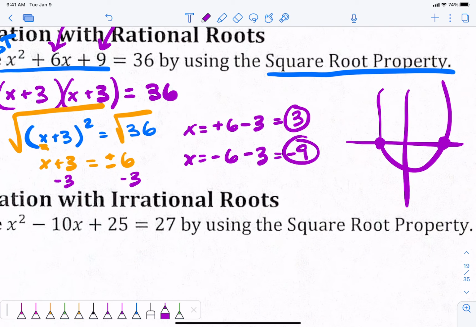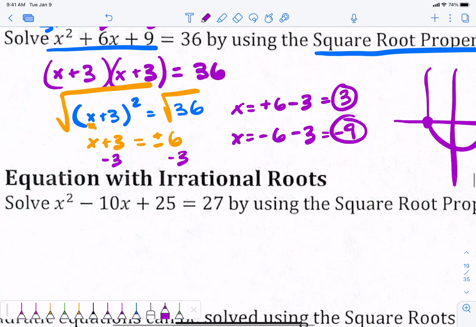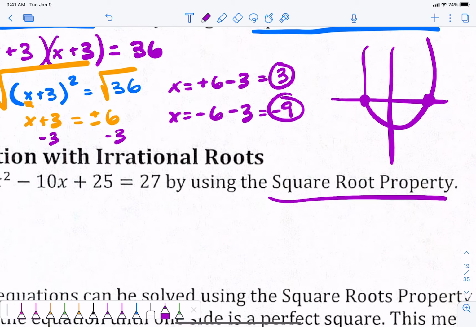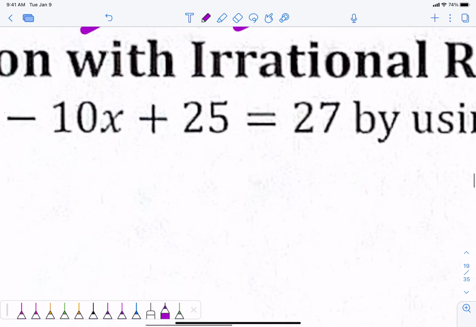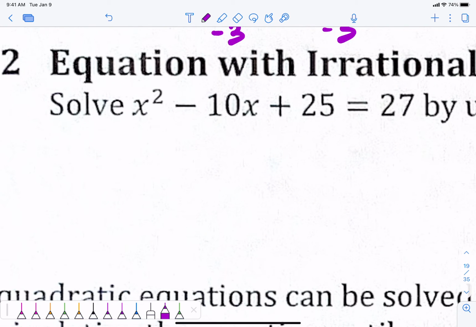Anyway, okay, the next one is the same thing again. We're still doing that square root property, right? Okay, we're going to do the square root property again, which means we're just going to leave it. We're not going to try to combine the 25 and the 27. We're going to leave them as they are, all right?